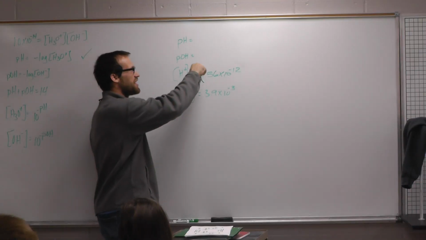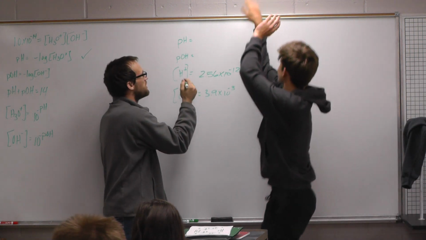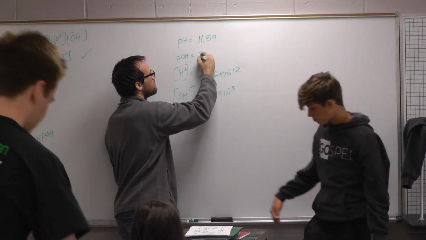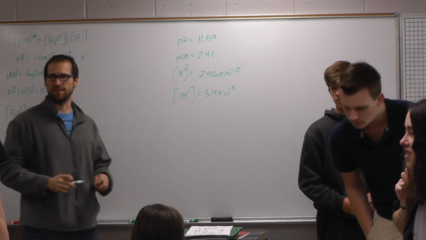Okay, quickly, what did you guys get for these numbers? I'll make sure you got them right. 11.59 and 2.41. For which one? pH 11.59 and then pOH 2.41. Did you guys get all that?